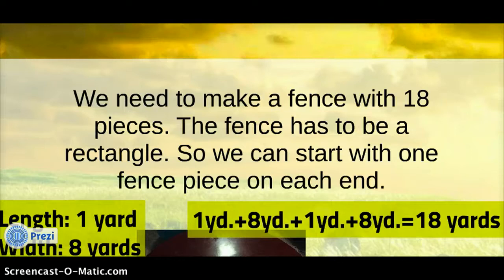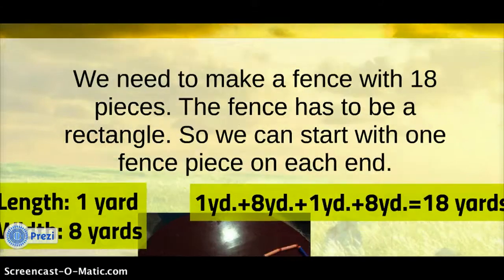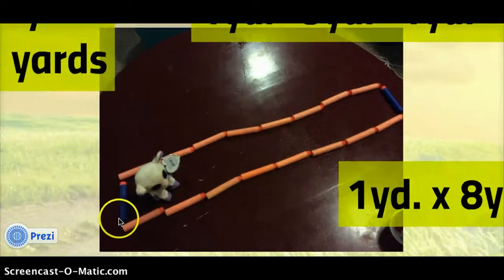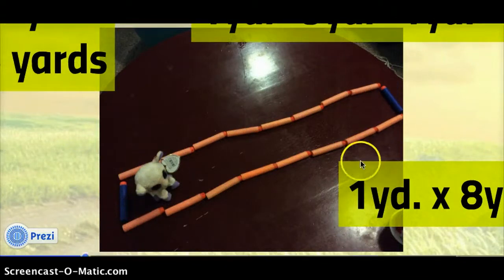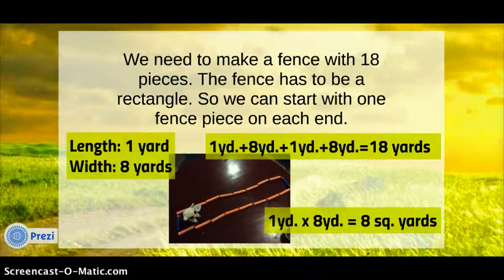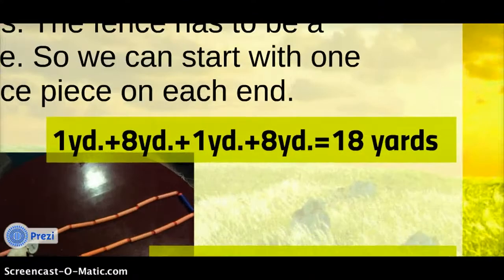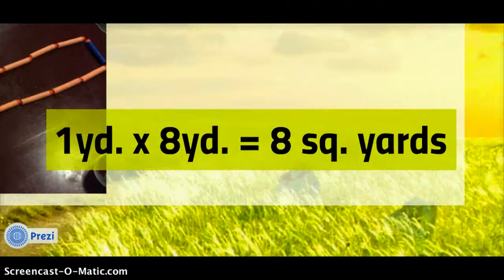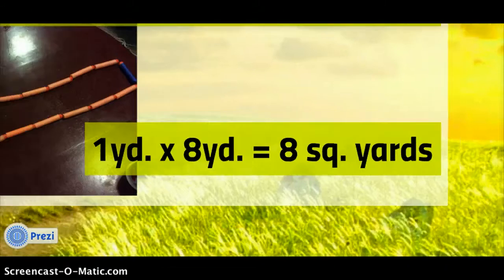So if we go over here, we need to make a fence with 18 pieces. The fence has to be a rectangle, so we can start with one piece of fence on each end, so that's 1 yard. So that's 2 yards down, so we need 16 more yards. Divide that in half, we get 8 yards. So we have 1 yard down here, 1 yard down here, 8 yards here, 8 yards here, which gives us 1 yard plus 8 yards plus 1 yard plus 8 yards, which would be 18 yards. And then 1 yard by 8 yards gives us an area, length times width, of 8 square yards.